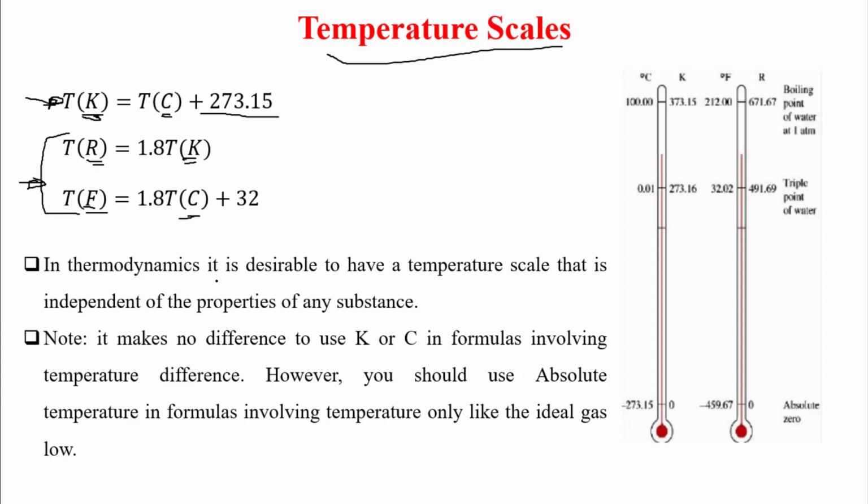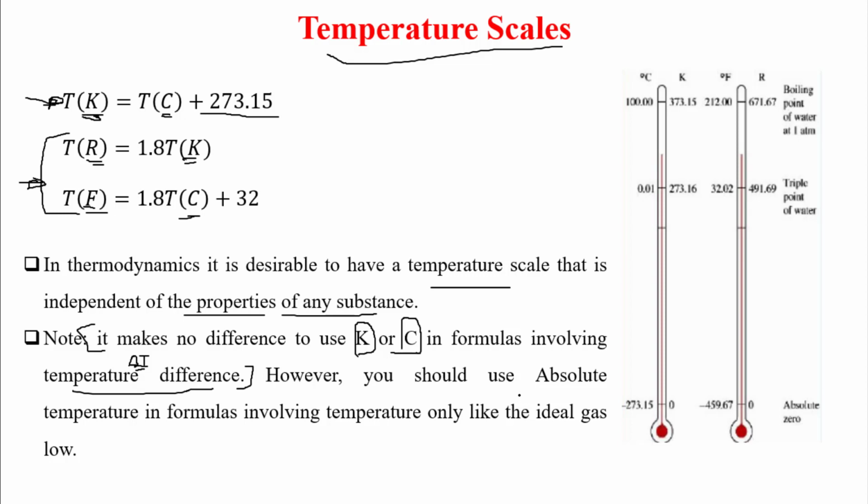So in thermodynamics, it's desired to have a temperature scale that is independent of the properties of any substance, as we mentioned earlier. Note, it makes no difference to use Kelvin or Celsius in formulas involving temperature difference. What does that mean? It means that if we have delta T in an equation, there is no difference whether we use the temperature as Kelvin or as Celsius, because at the end we'll get the difference between them.